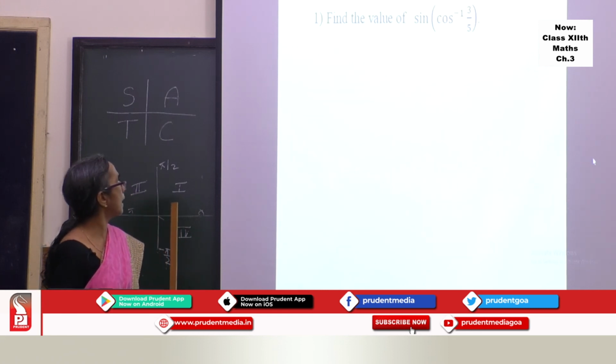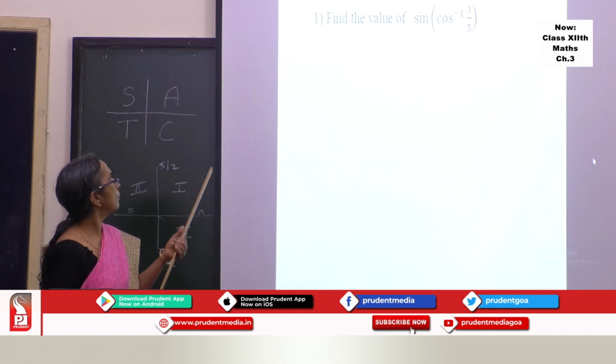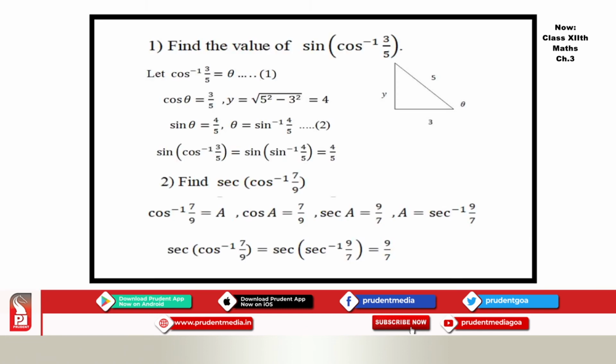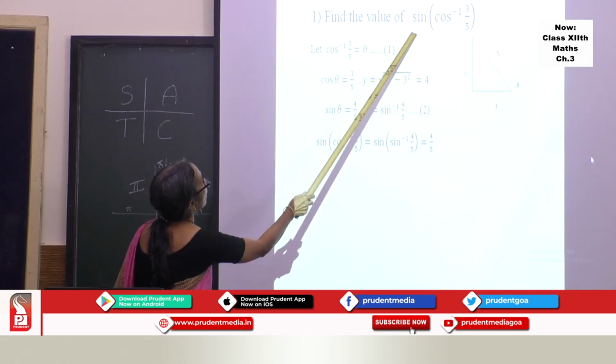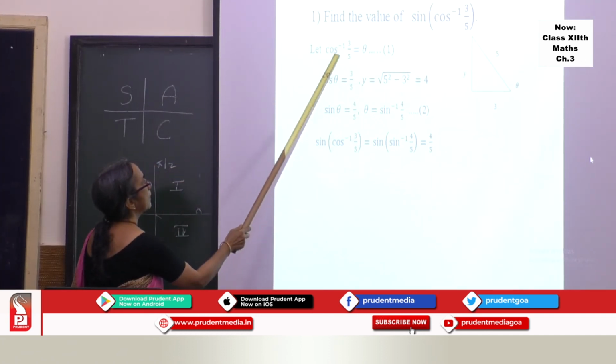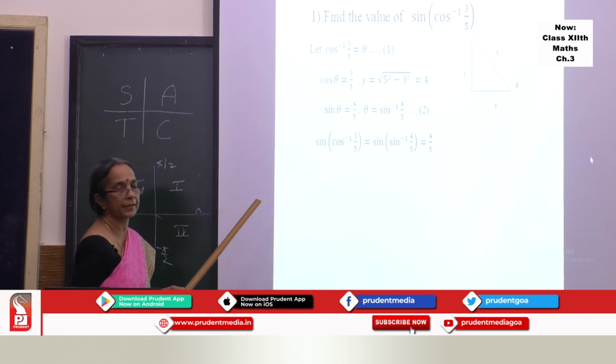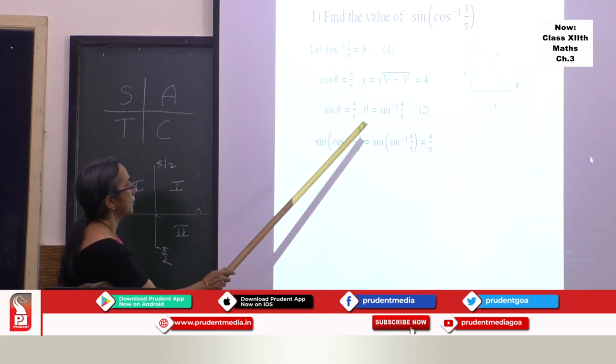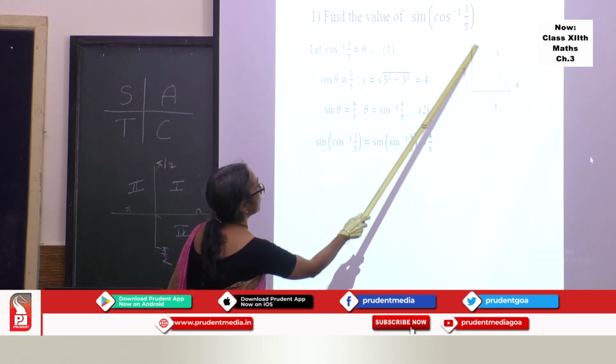Now, two more examples I will explain. Find the value of sine of cos inverse of 3 by 5. Here, to find sine of cos inverse of 3 by 5, let us take cos inverse of 3 by 5 equal to theta. Then cos theta equals 3 by 5. You will get a triangle.